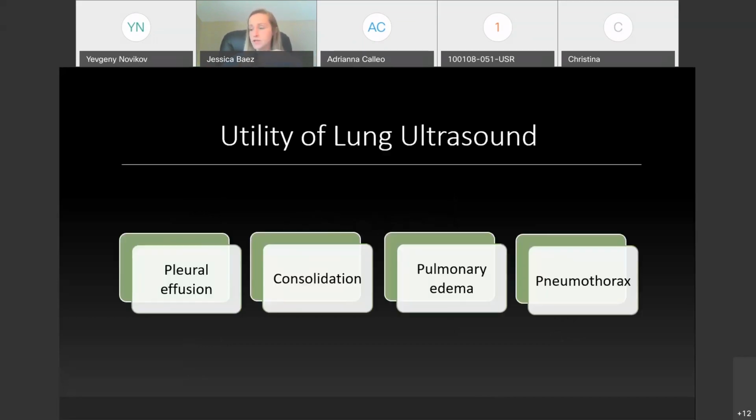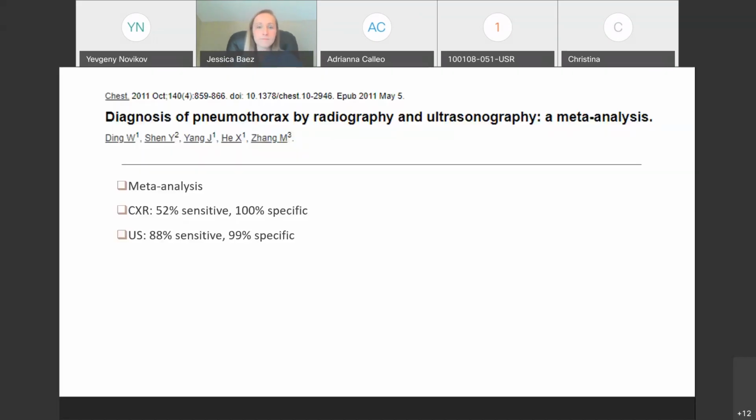And so with lung ultrasound, these are the specific yes or no questions that you're going to try and answer. So is there a pleural effusion? Yes or no? Is there a consolidation? Is there evidence of pulmonary edema? Or is there a pneumothorax? This is the scope of what you are looking for with lung ultrasound. And these things alone give you a ton of information clinically when you have a patient who's short of breath.